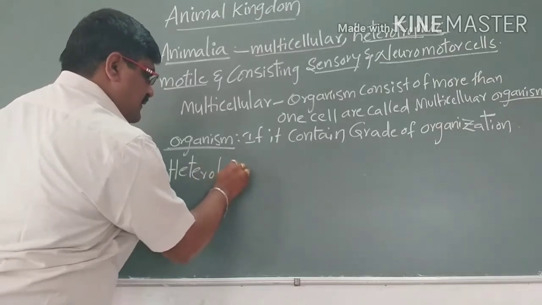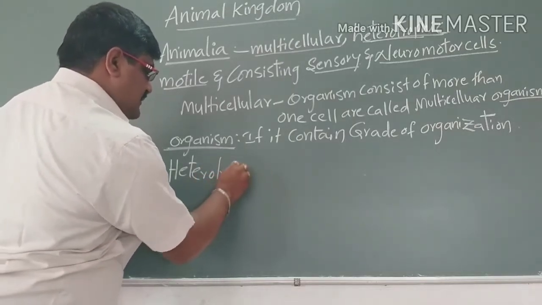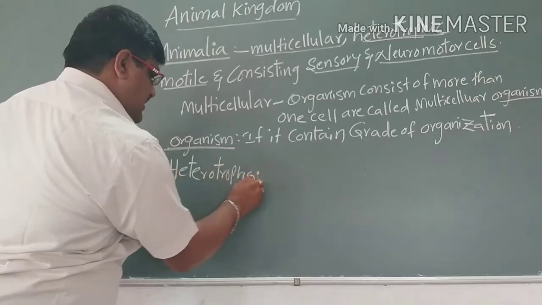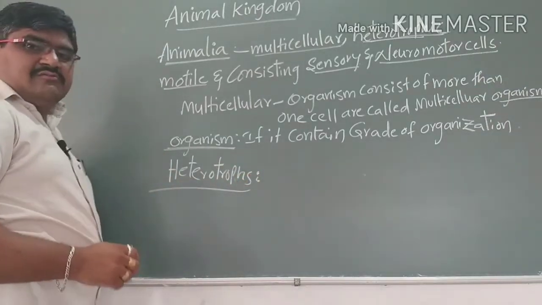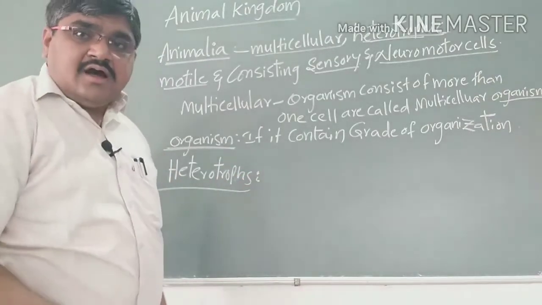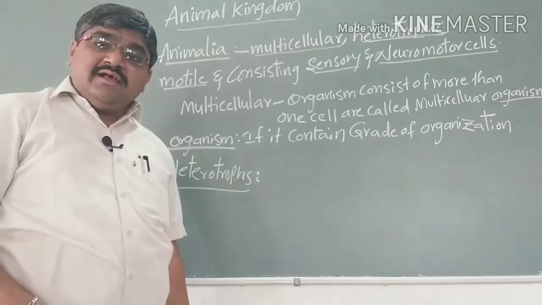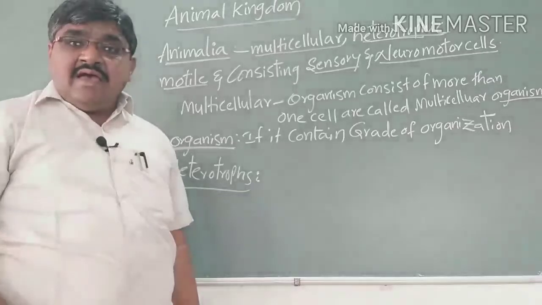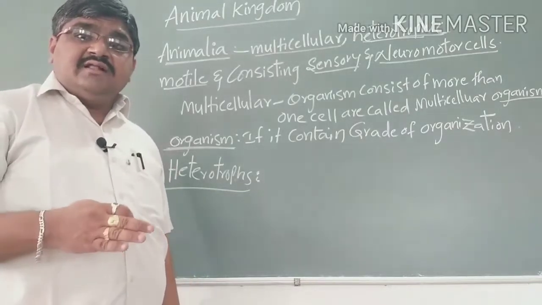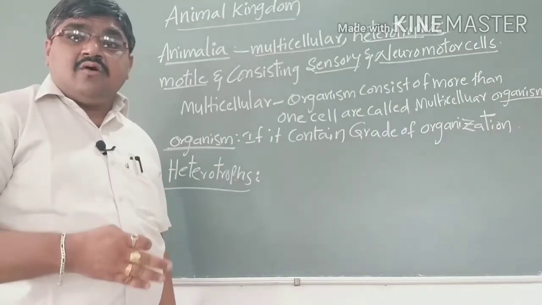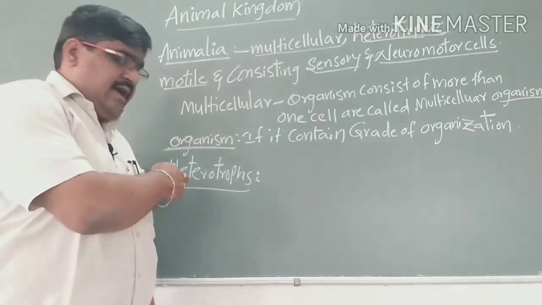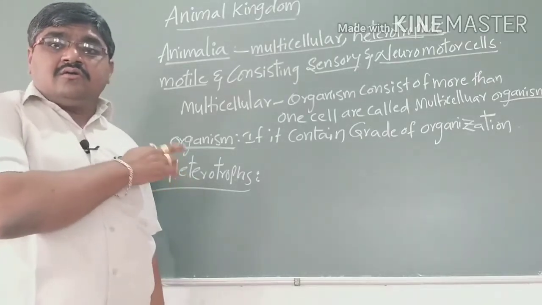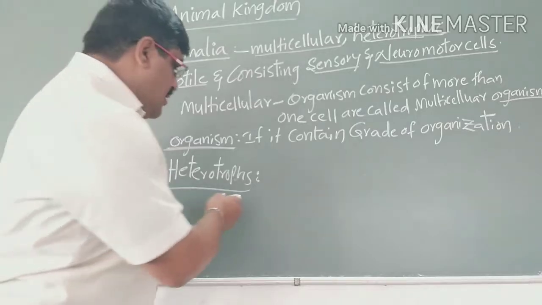Heterotrophic, or heterotrophs. What do heterotrophs mean? Here, organisms cannot prepare their own food materials, but depend on other organisms as food materials. Such types of organisms are called heterotrophs.